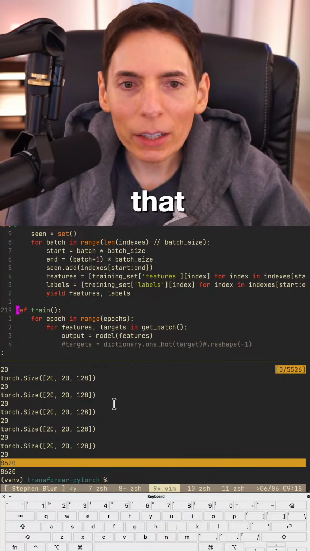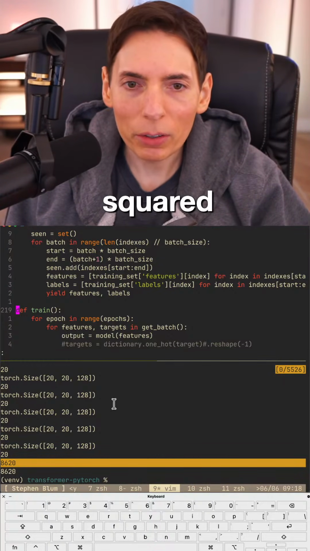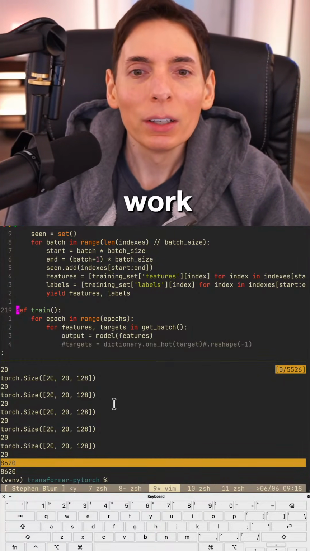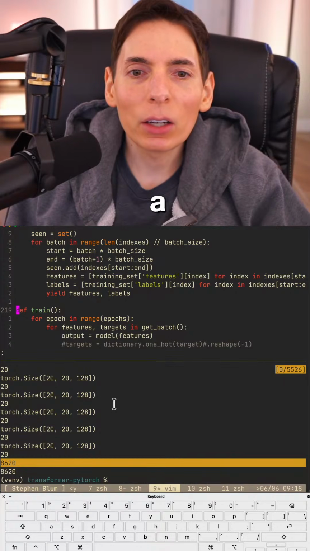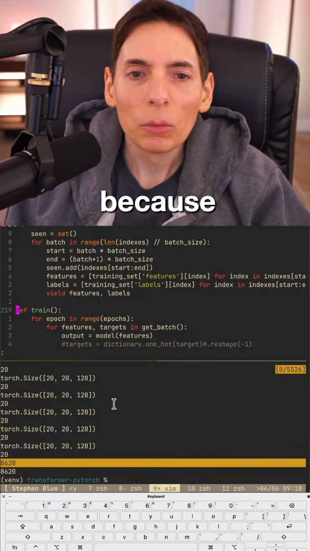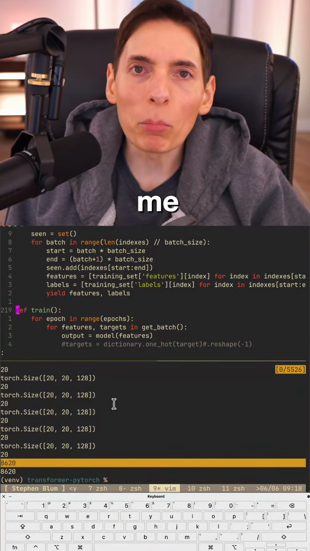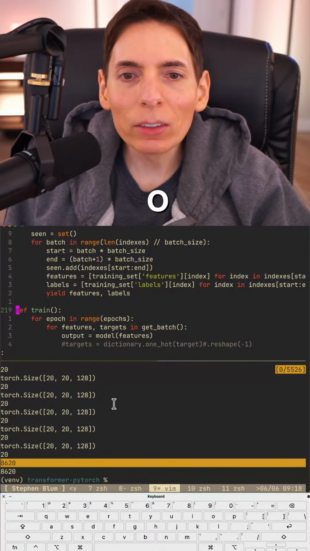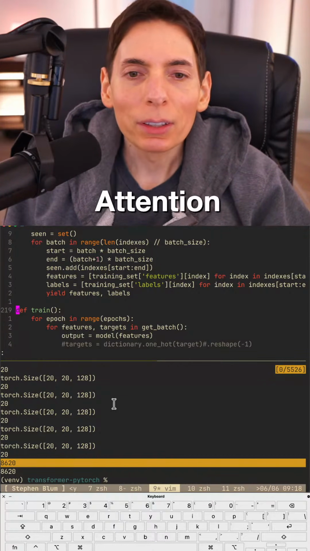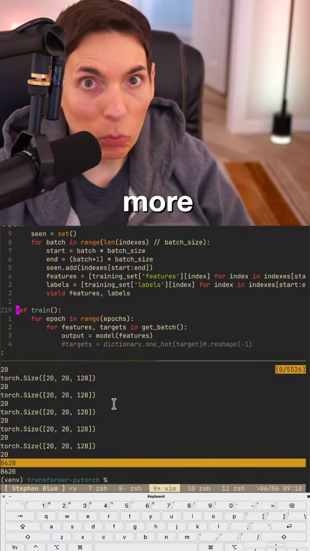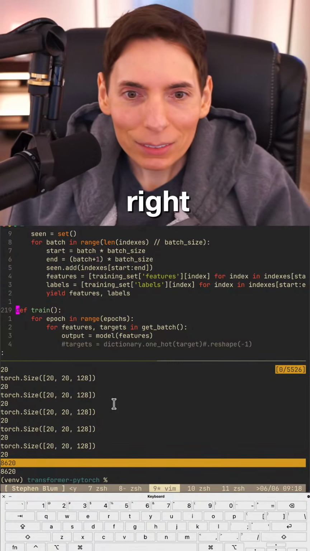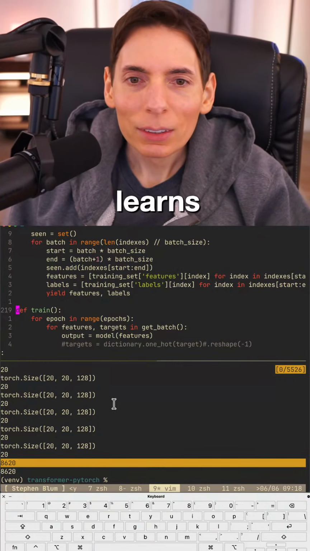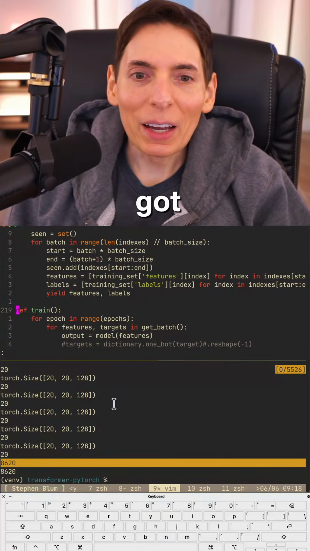The main issue is that attention is O(n) squared. That makes the context work. Oh, got it. It means you have a cut context eventually because of the explosion of memory. Yep. We need an O(log n) attention. That would be much more scalable, right? It's how the brain actually learns. We got to do it.